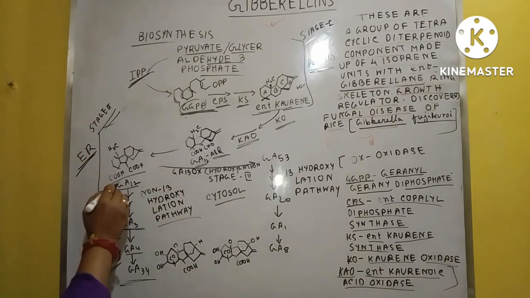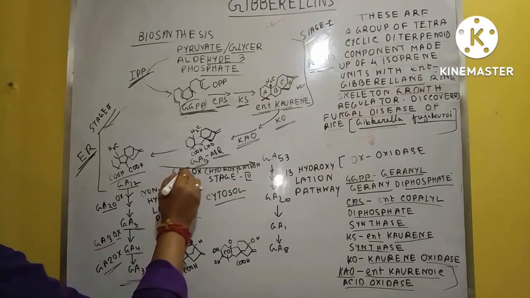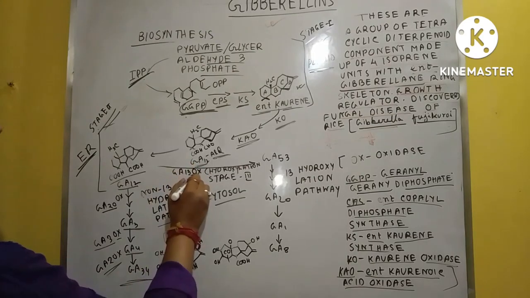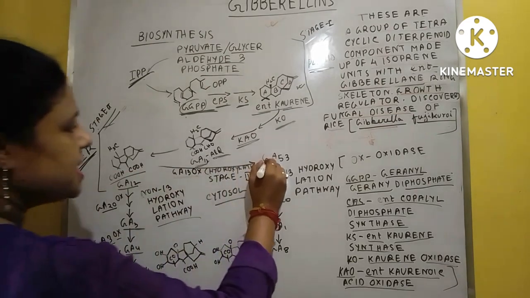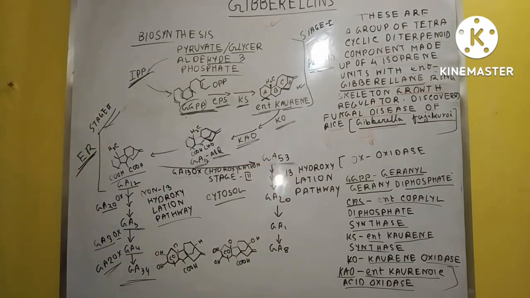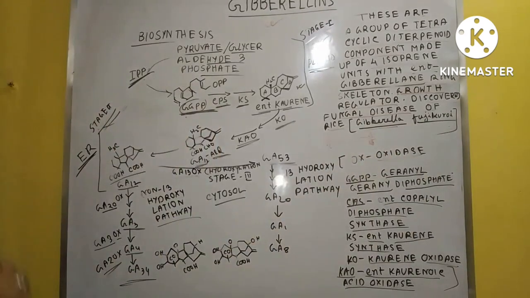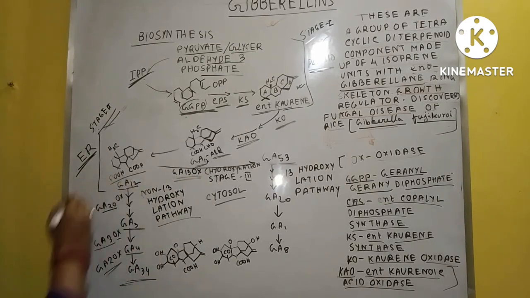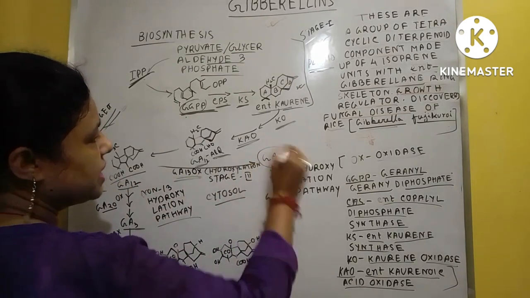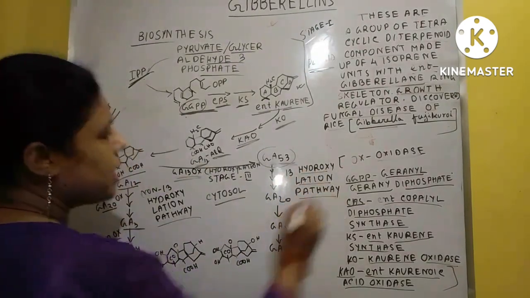Here from the GA12, in presence of GA13 oxidase, it converts into GA53. OX means the oxidase here. So in presence of GA13 oxidase, the GA12 converts into GA53, and now this 13 hydroxylation pathway will start.